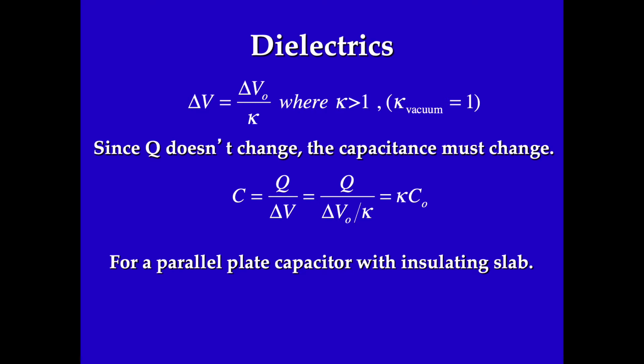So for a parallel plate capacitor, when you insert an insulating slab, the capacitance increases by the factor kappa, and so C is kappa epsilon naught A over d. That kappa times epsilon naught is now called the permittivity of the material.